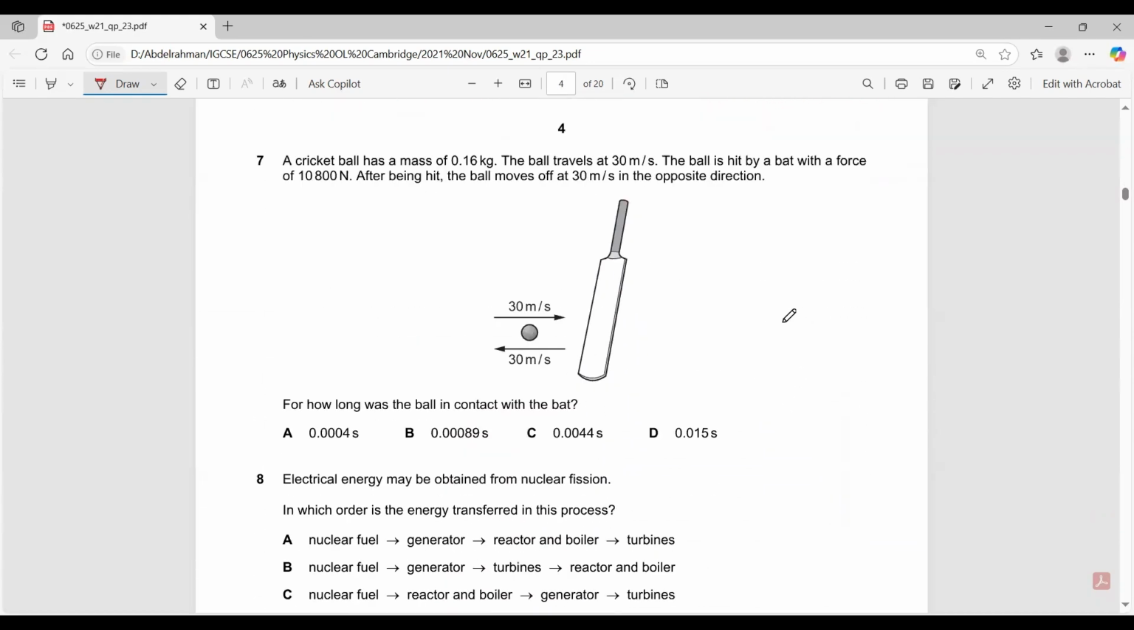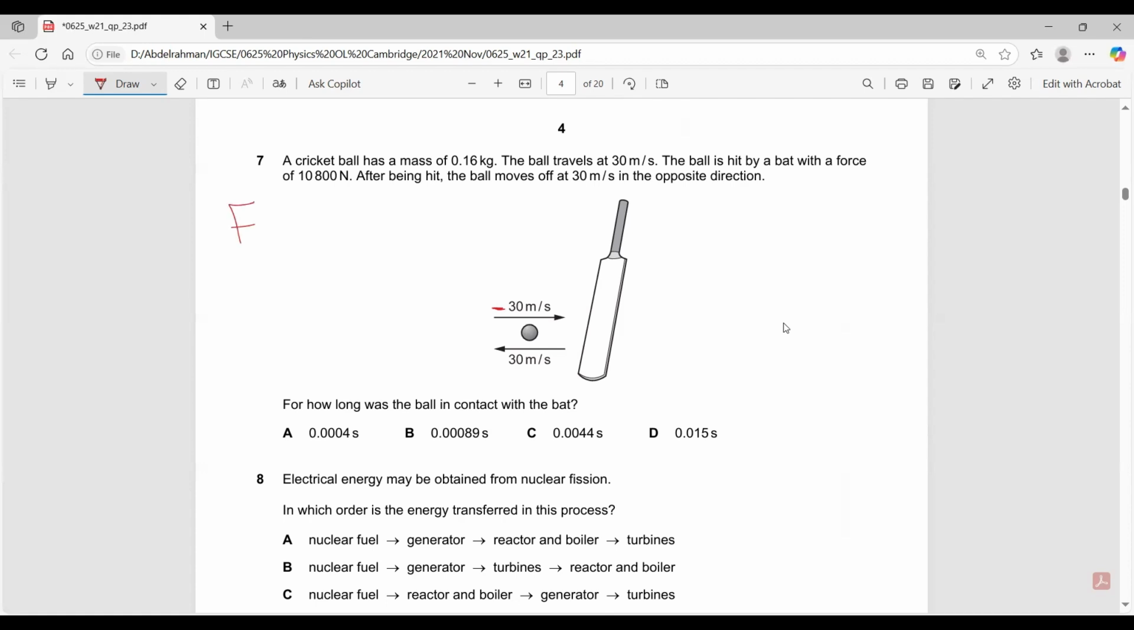A cricket ball has a mass of 0.16 kilograms, travels at 30 meters per second. It hits the bat with a force of 10,800 newtons. After being hit, the ball moves off at 30 meters per second in the opposite direction. For how long was the ball in contact? Can I solve this? Yes, I can. This is an impulse equation, but you have to bear in mind that one of these velocities has a negative sign. So for example, if I take this 30 meters per second to be negative, it's okay.